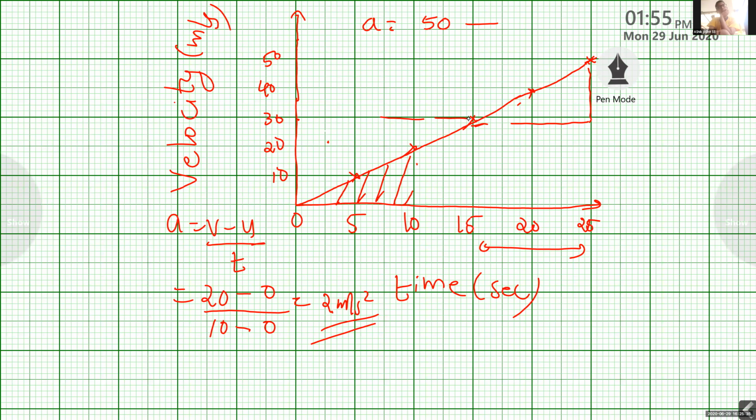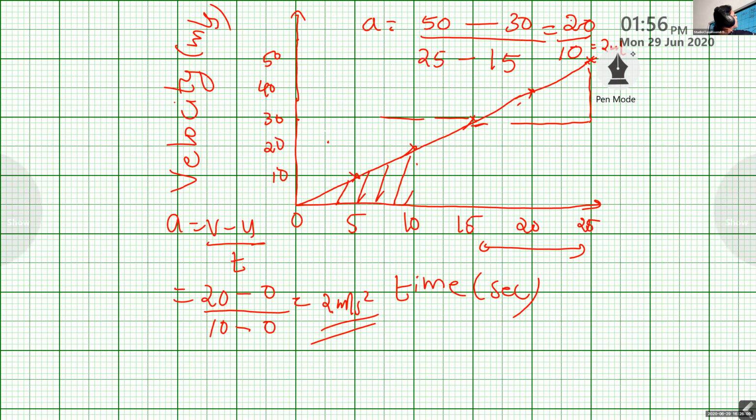30. Look at the graph carefully. In the exam, if you make a mistake like that, you lose marks. It is simple, if you understand. Now corresponding time, 25 minus 15, is 10. So what will you get again? 50 minus 30 is 20, 20 by 10. What is your answer? 2 meter per second square.